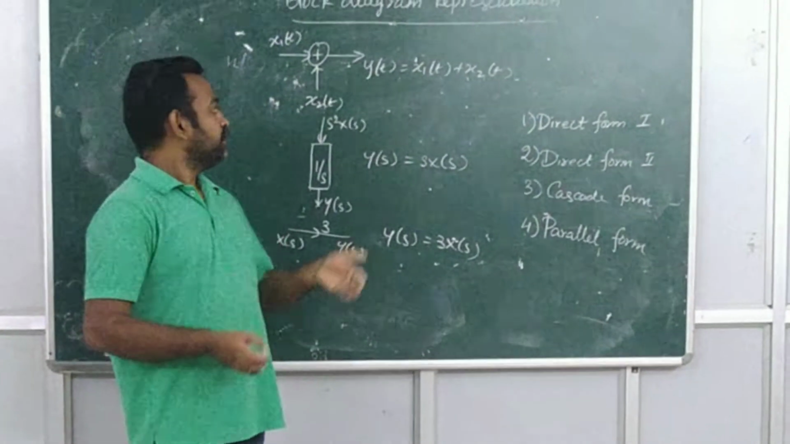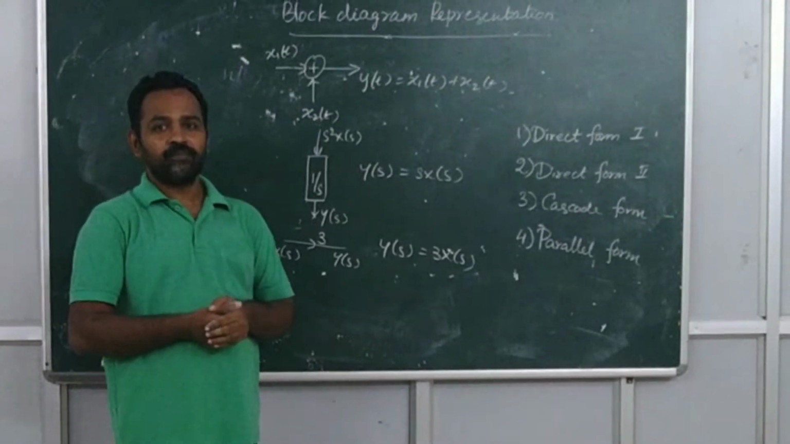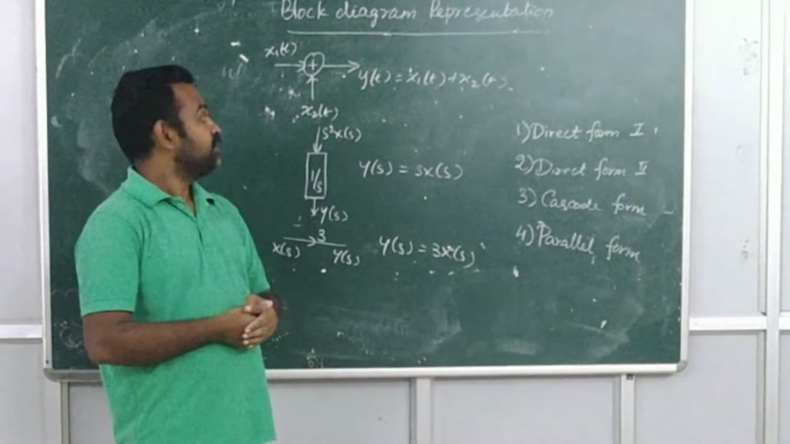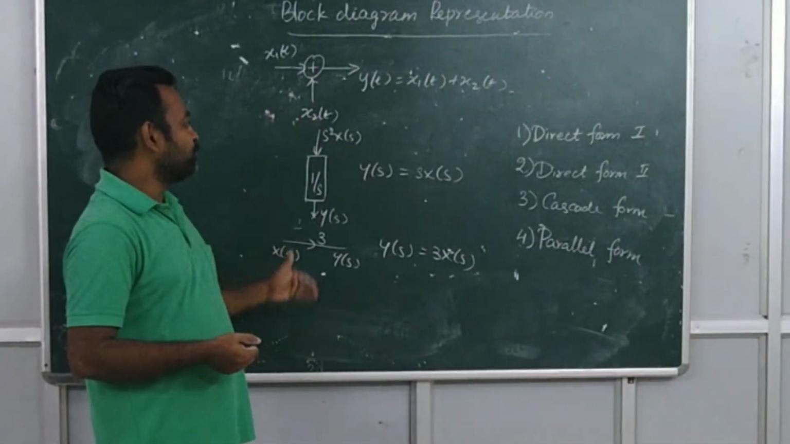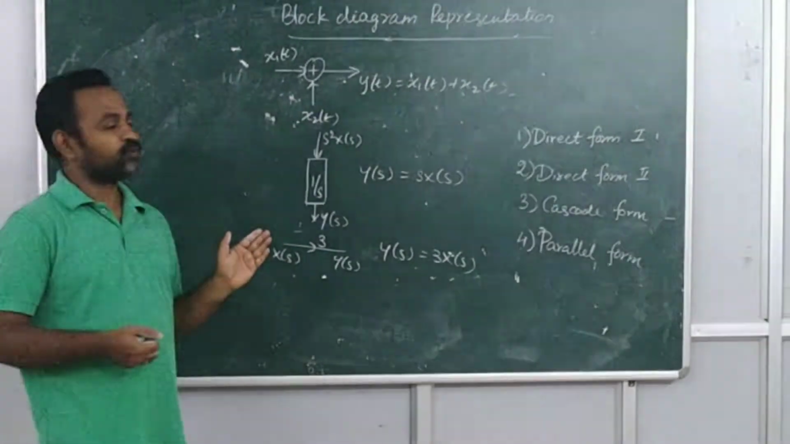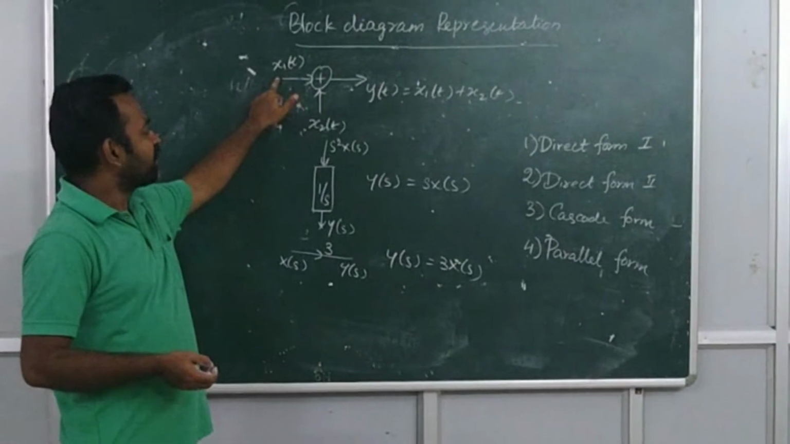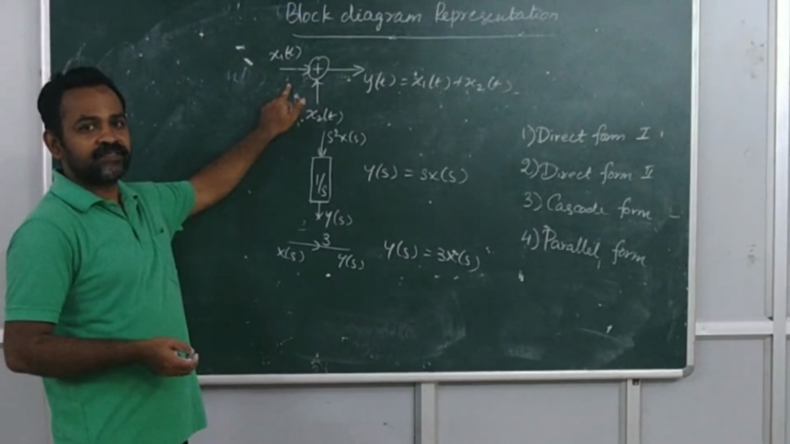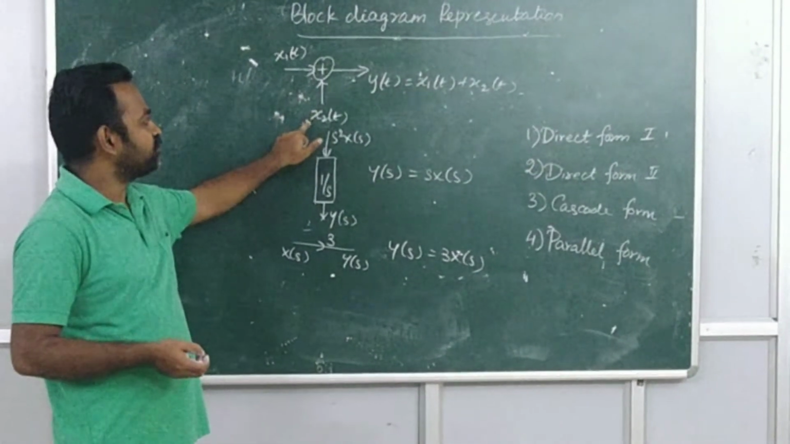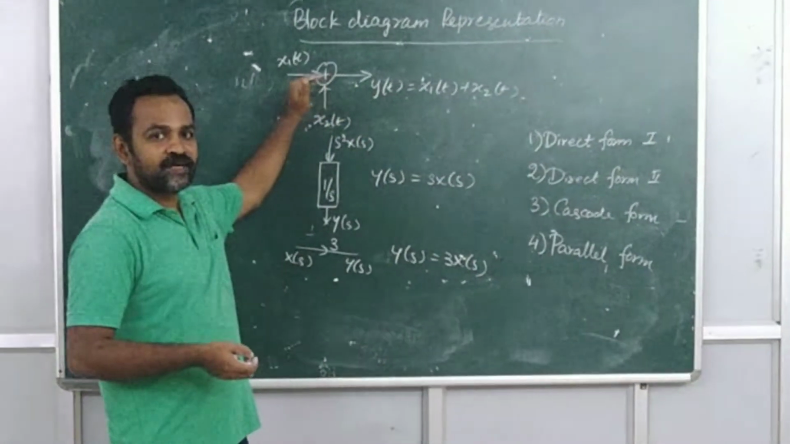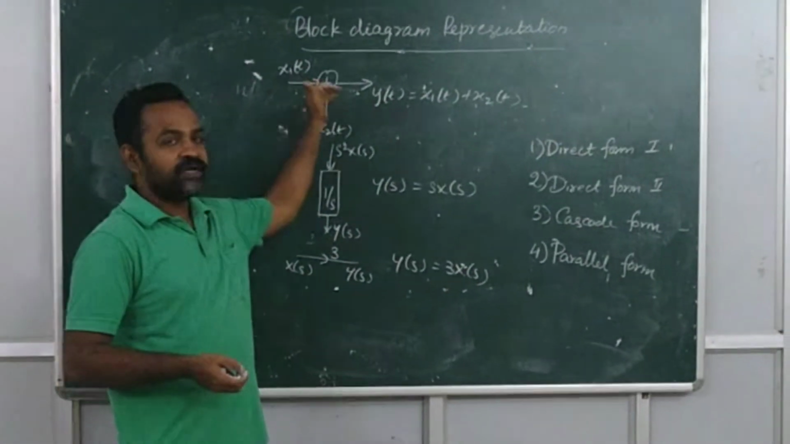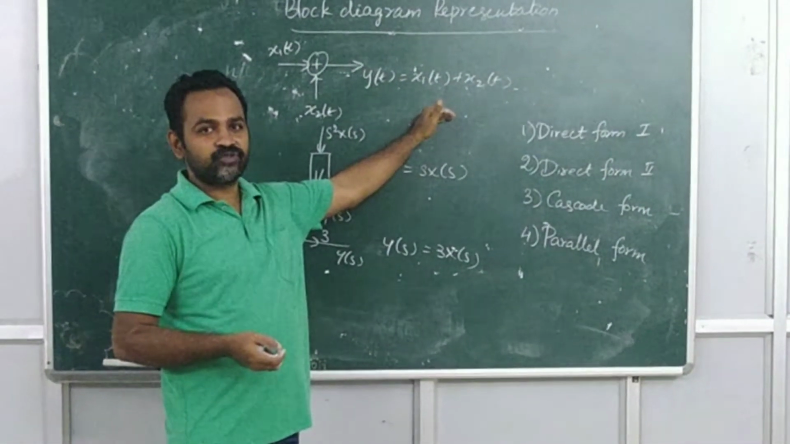Good morning to all. Today we are going to see about block diagram representations. In this, we mainly use three different blocks. The first one is the adder or summer block. If you have two different inputs, x1 of t and x2 of t, our output becomes a combination of these two, x1 of t plus x2 of t.